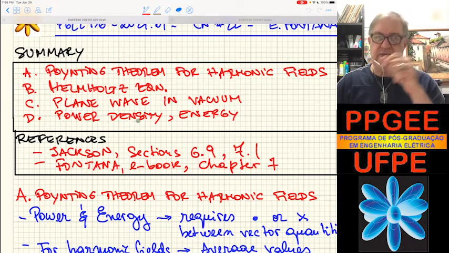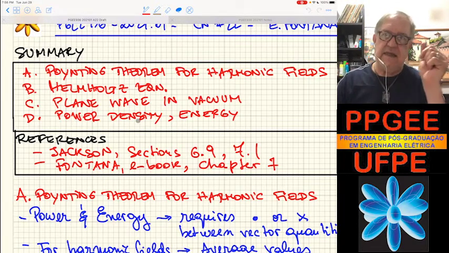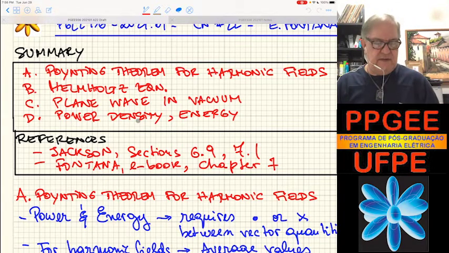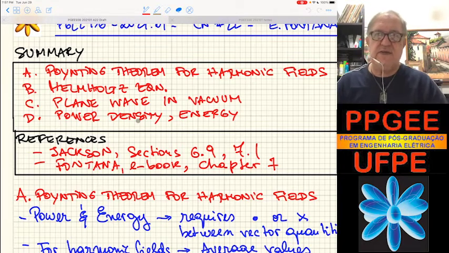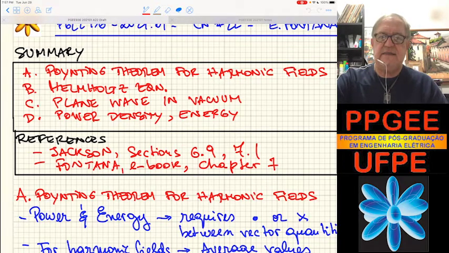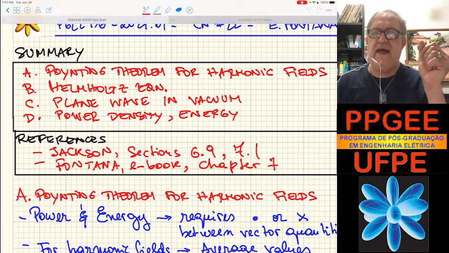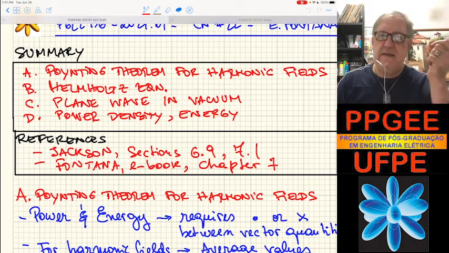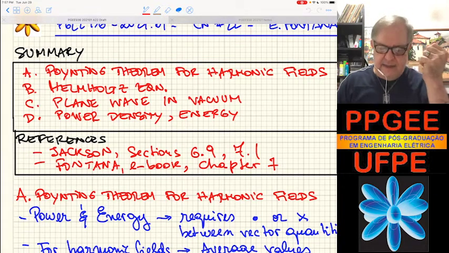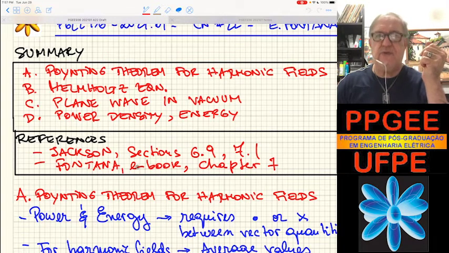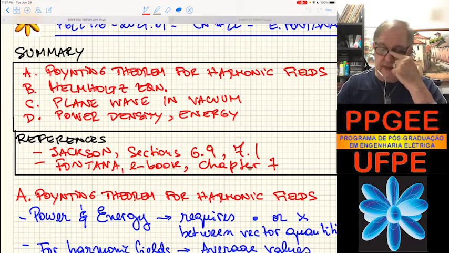And then we are going to talk about power, density, energy, and we are going to look into the relations between those quantities. The references for today's class are Jackson's sections 6.9 and 7.1, Jackson's Classical Electrodynamics book, and our ebook part 2, chapter 7.